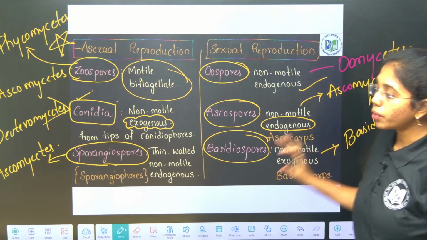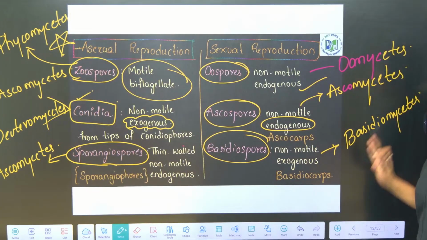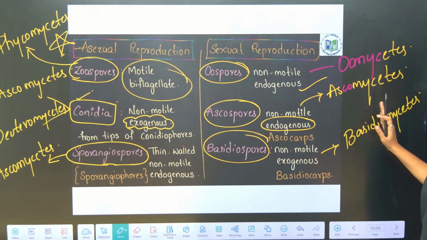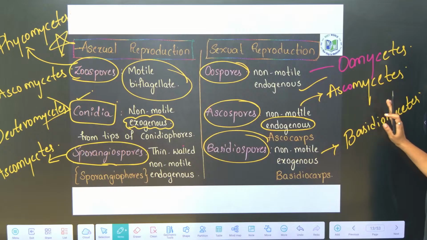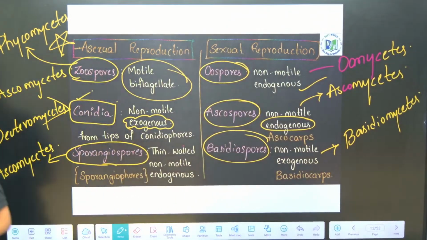Very important to remember the spores with respect to their classes, highly important. If you want, just take a screenshot and memorize it. Definitely you will get a question from this area. I will just give you 2 minutes, copy it down.